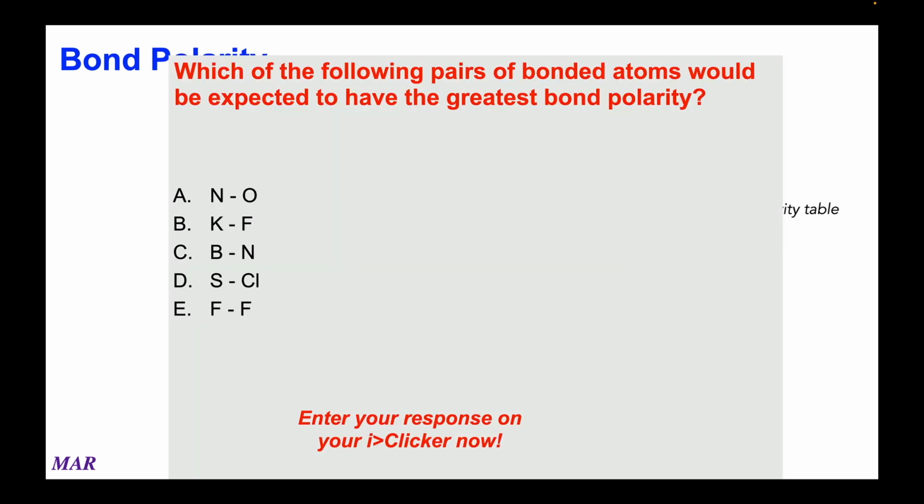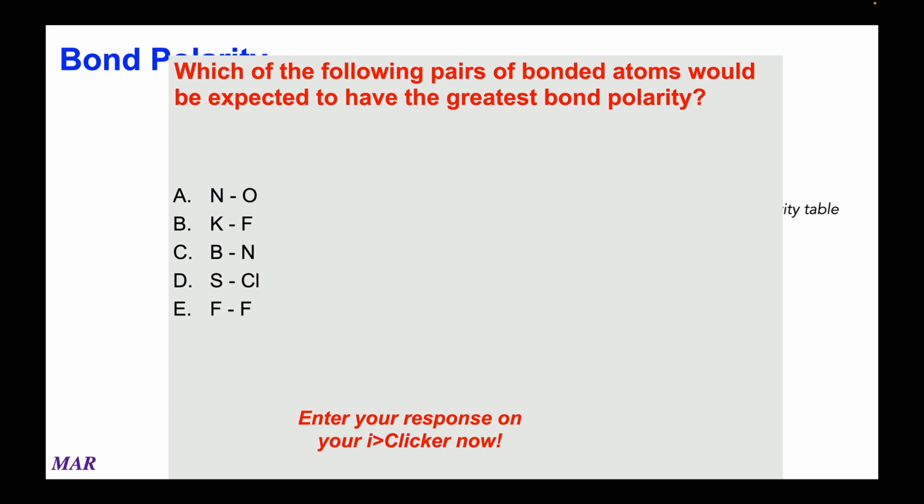So here's a question you might see. Here are 5 different bond types, and it says, which of the following will be expected to have the greatest bond polarity? Now, in this problem, we don't probably have a table of electronegativities next to us, but if you did, you could absolutely use a table, and you could compare. You'd look for the biggest delta chi, like we did on the last example. So if you don't have a table of electronegativities, what you want to do is pick the 2 elements which are furthest from each other on the periodic table.